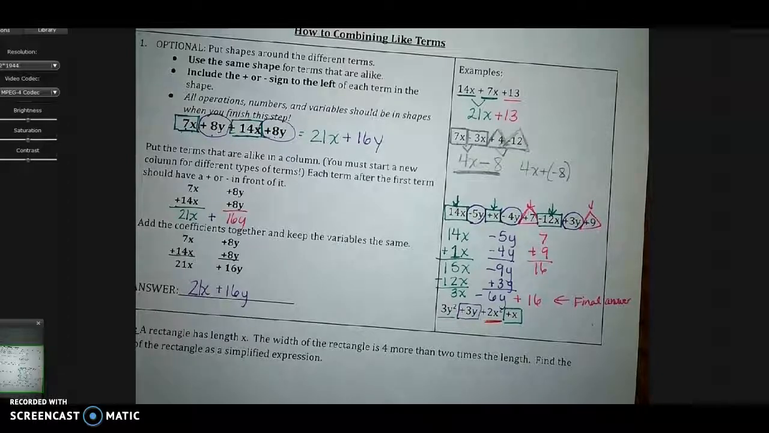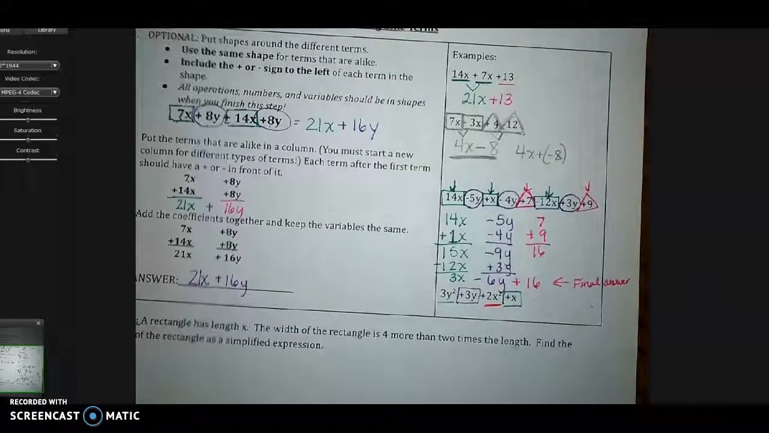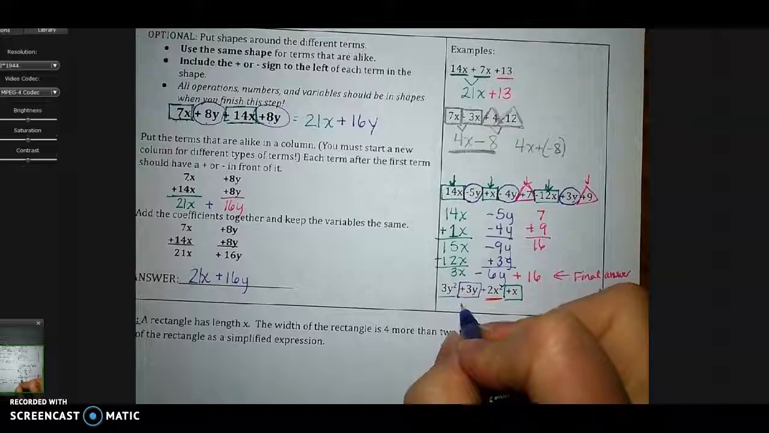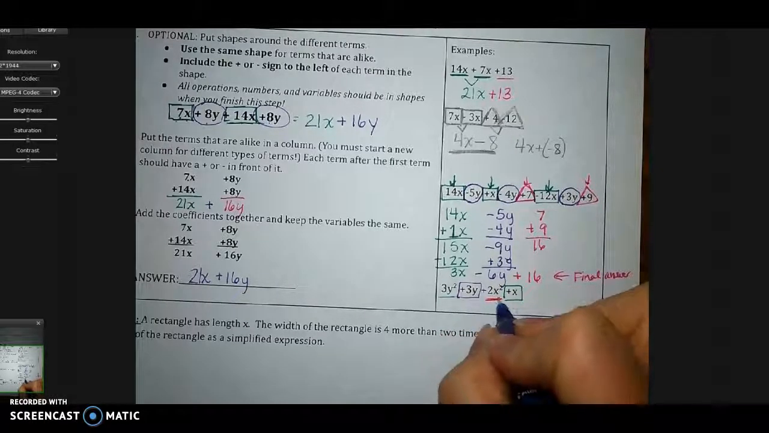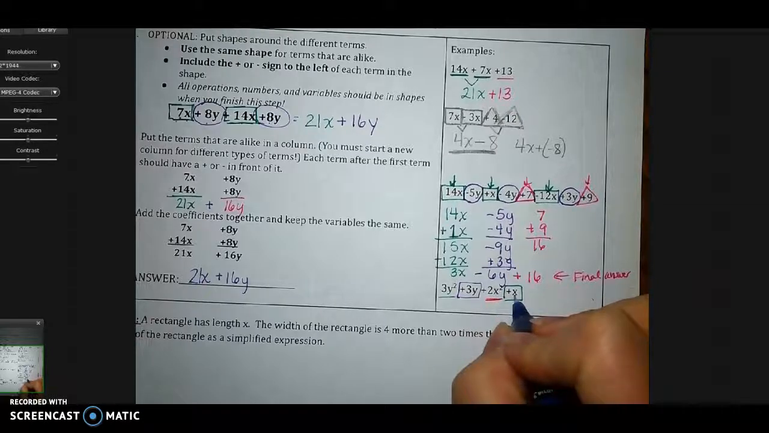Now the catch to this one is I can't combine any of those. None of them can be combined because a y squared is not the same thing as a y, and it's definitely not the same thing as an x squared or an x. So I can't combine those. Can't combine these either because that's an x squared term and that's an x.